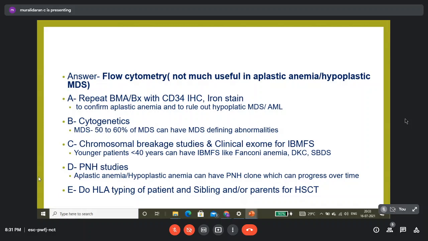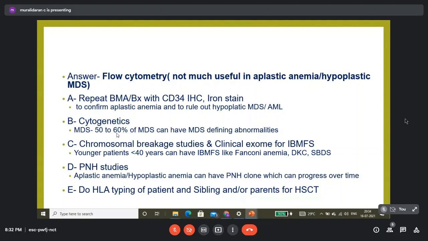For example, biopsy. In the previous case we have seen that CD34 immunostain becomes very important in hypoplastic MDS to pick up the blast, and iron stain is very important, we know that. And cytogenetics, of course, is important to define MDS-defining abnormalities. This is a 15-year-old female presenting with pancytopenia, so we have to exclude an underlying inherited bone marrow failure syndrome, especially Fanconi's anemia, DKC or SDS. So we have to do that.